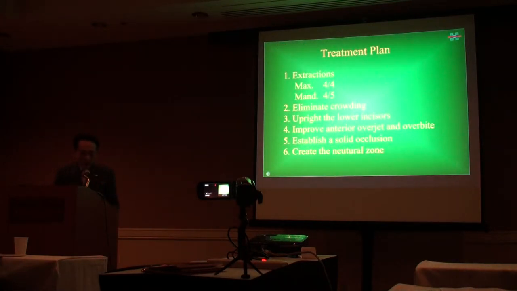The treatment plan is as follows. First, extraction of upper first bicuspids of both sides, lower right first bicuspid and lower left second bicuspid. Second, eliminate the crowding. Third, upright the lower incisor. Fourth, improve anterior overjet and overbite. Fifth, establish a solid occlusion. Sixth, create the neutral zone.